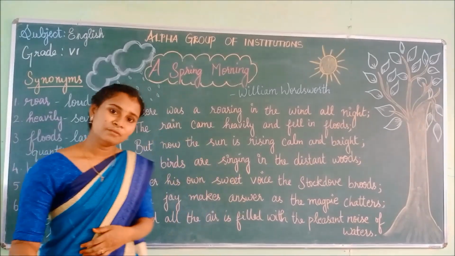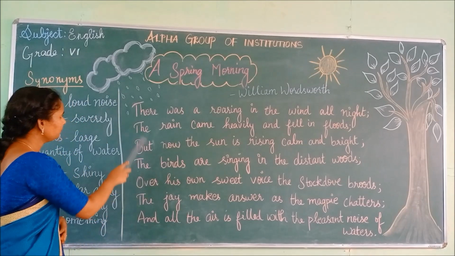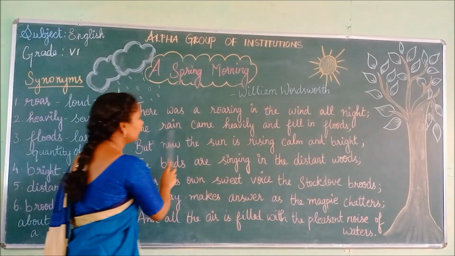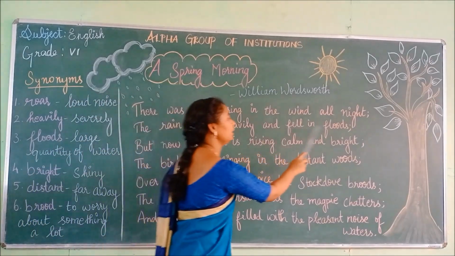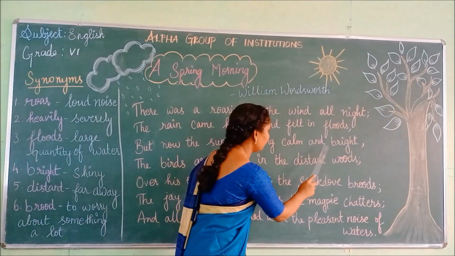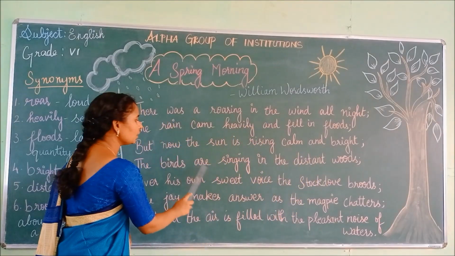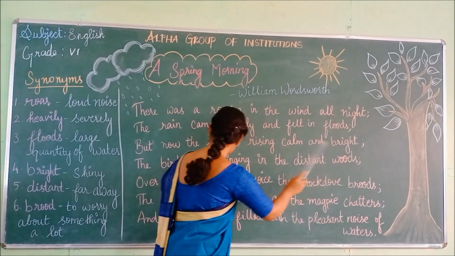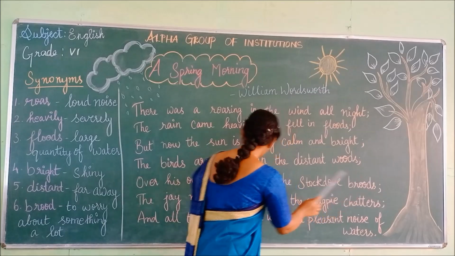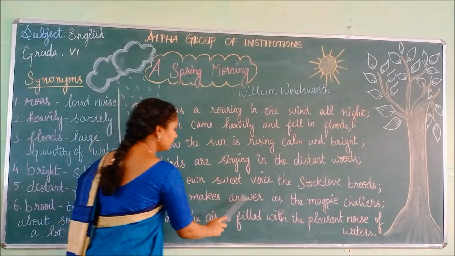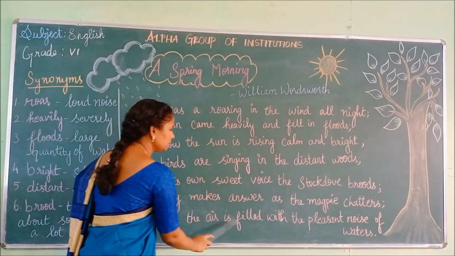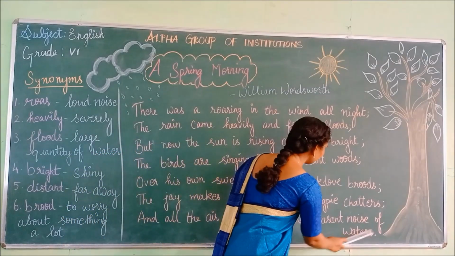Yes, very good children. We should read the poem once again. Okay? There was a roaring in the wind all night. The rain came heavily and fell in floods. But now the sun is rising calm and bright. The birds are singing in the distant woods. Over his own sweet voice, the stock dove broods. The jay makes answer as the magpie chatters, and all the air is filled with the pleasant noise of waters.